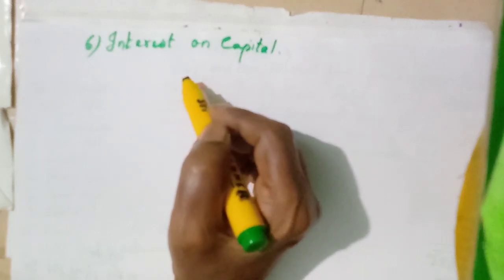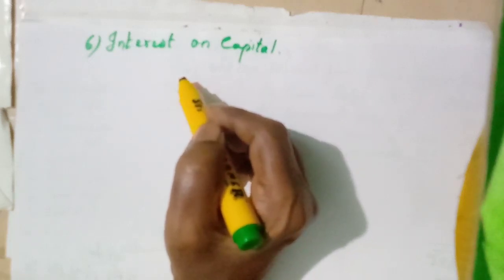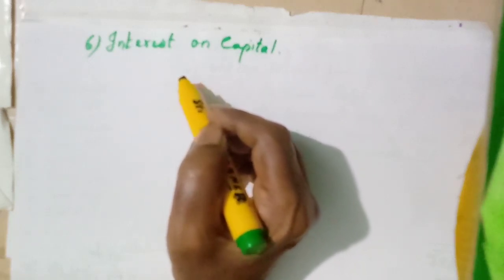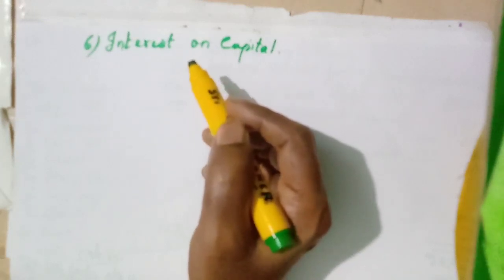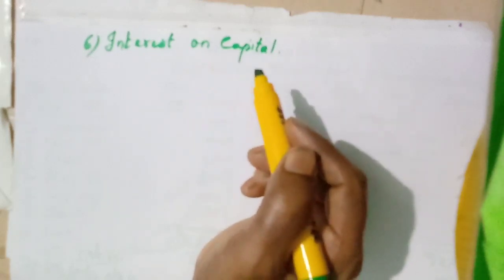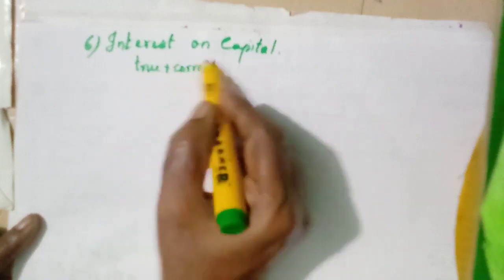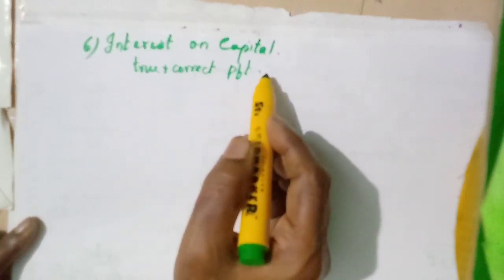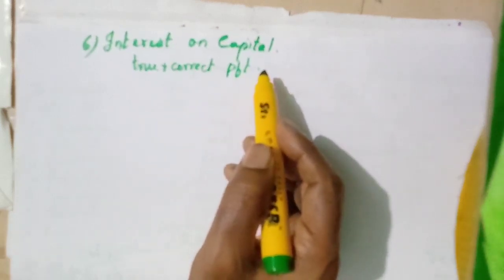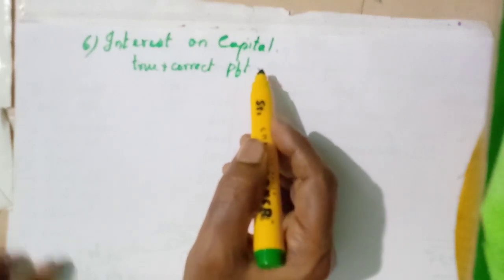What is interest on capital? The capital is the amount which is contributed by the owner or the proprietor in the business to run the business, isn't it? So here we prepare the final accounts to know the true and correct profit, accurate profit of the business, isn't it? And so we have to consider all the expenses.